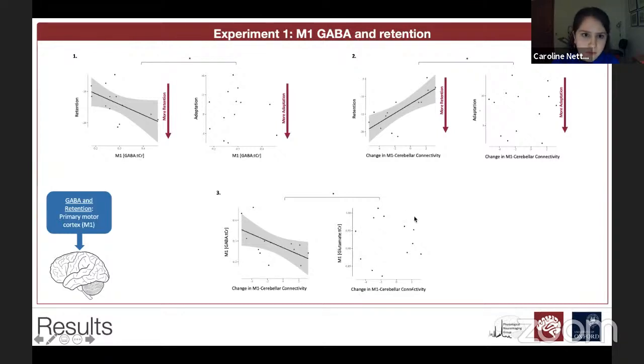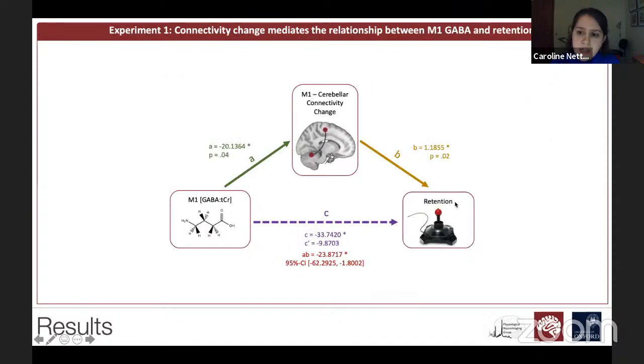Because we got this threefold relationship, we wanted to further explore this data, and therefore calculated a mediation analysis. A mediation analysis tests whether the observed direct relationship between two variables, in our case M1 GABA and retention, might be mediated through an indirect pathway, in our case M1 cerebellar connectivity change. And that's exactly what we find. Our mediation analysis showed that the relationship between M1 GABA and retention was mediated by this indirect path, so connectivity change between left M1 and right cerebellum.